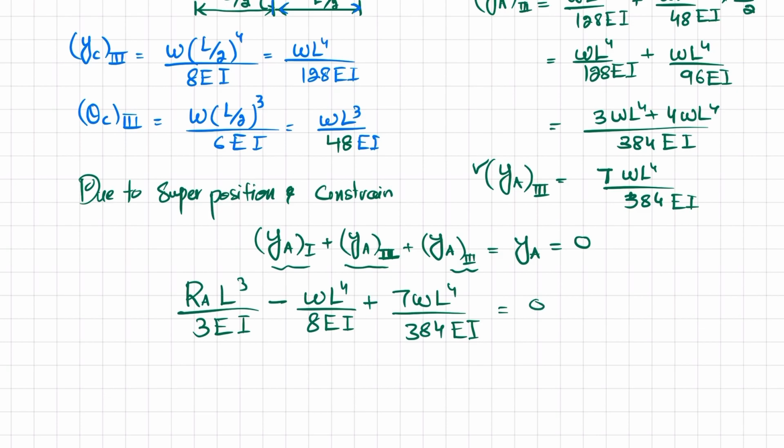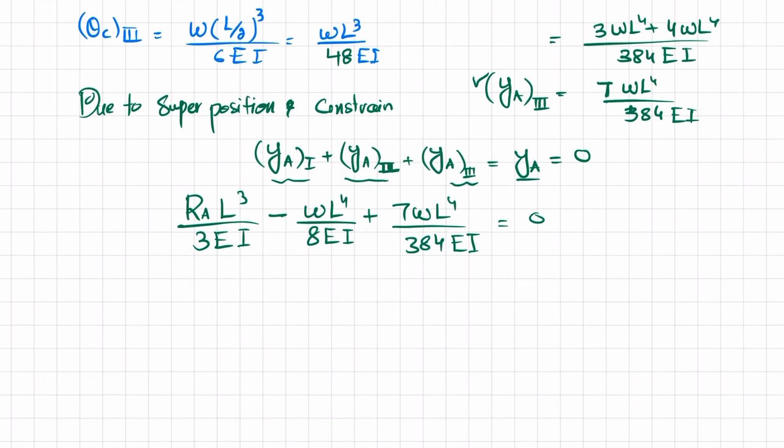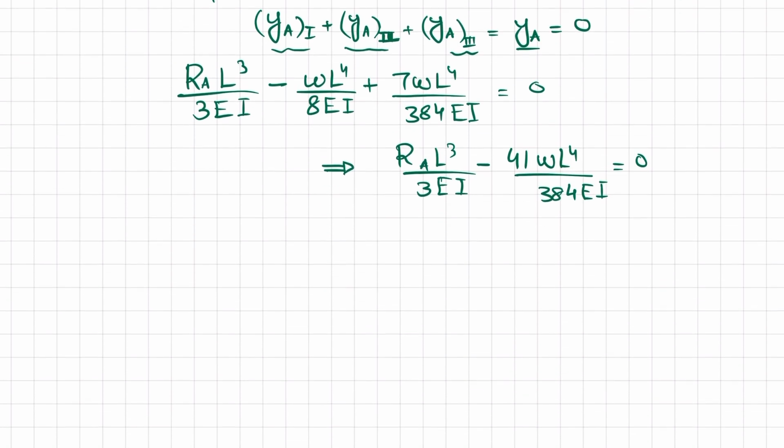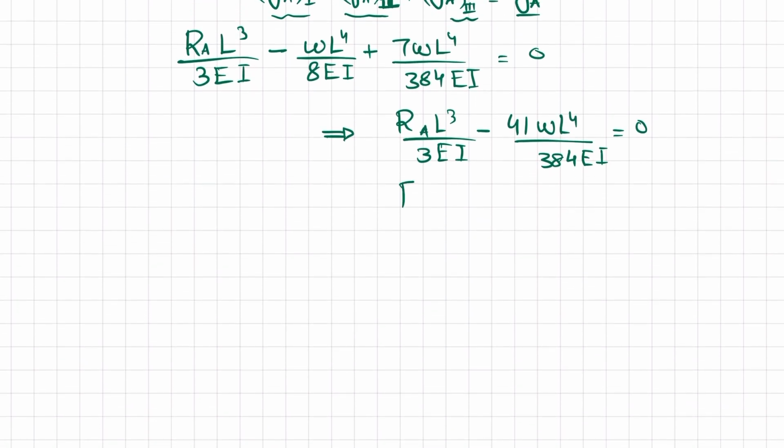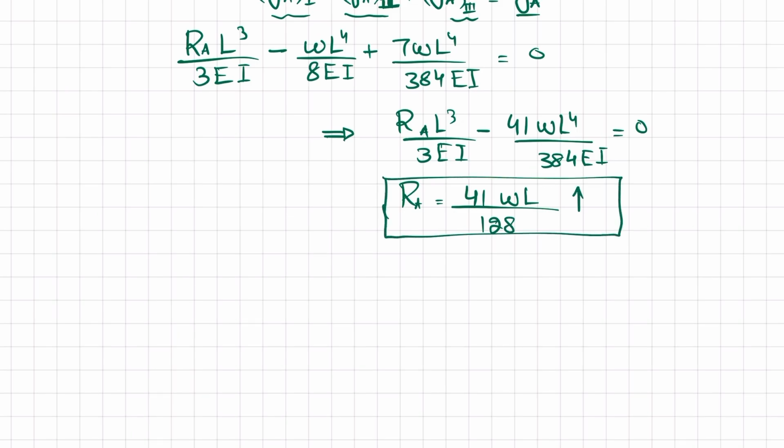Their sum must be equal to 0 because total deflection at point A is equal to 0. So when you solve this, again it will be RA L cube over 3EI minus 41 WL4 over 384 EI. It should be equal to 0. So from here you will get reaction force at point A is 41 WL over 128. So this is positive, so RA is upward.